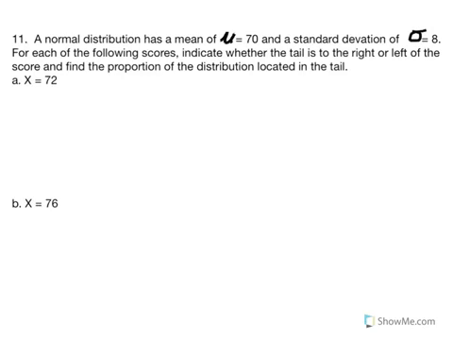Number 11, a normal distribution has a mean equal to 70 and a standard deviation equal to 8. For each of the following scores, indicate whether the tail is to the right or left of the score and find the proportion of the distribution located in the tail. So first, the first step is to draw our distribution and label the known values. So we know that in the center we have a score of 70. That's the mean of the distribution.